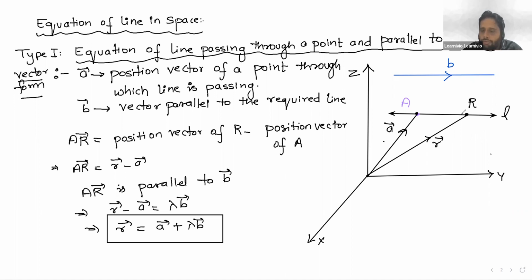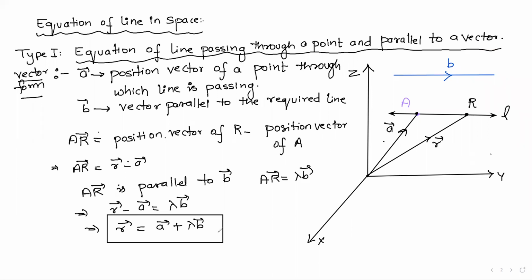So we will find AR. I hope you already know AR is the position vector of r minus a. Now AR is parallel to b. Always remember, if two vectors are collinear, collinear means parallel or anti-parallel both, then we can say that AR is equal to lambda times b. If two vectors are collinear, we can use this relation. AR is r minus a, equal to lambda b, so r we will get as a plus lambda b. From here we are getting this formula. Is it clear, Aman?